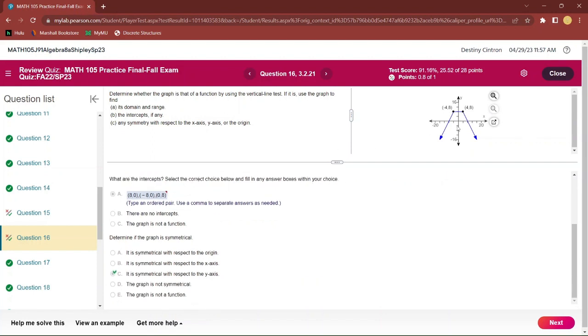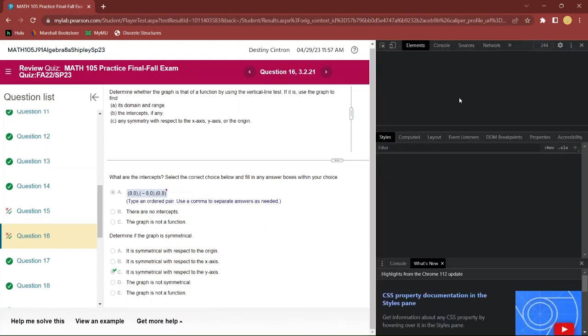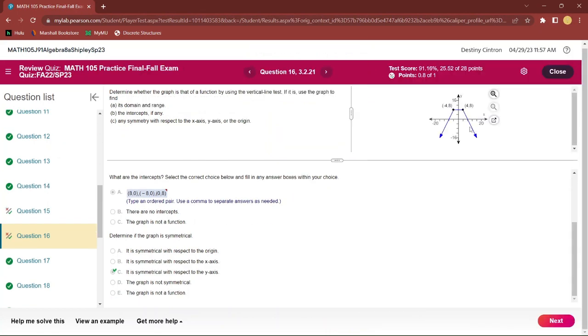And then the intercepts are 8, 0 right here, or negative 8, 0, and then 0, 8. Never mind, you know what I'm talking about. It is symmetrical because if you cut it down the middle, it's the same on both sides.